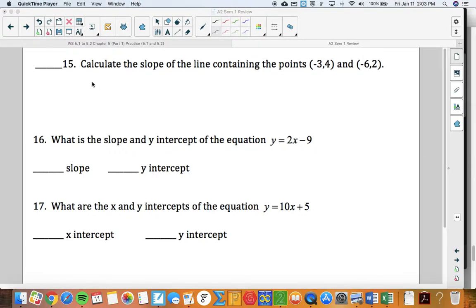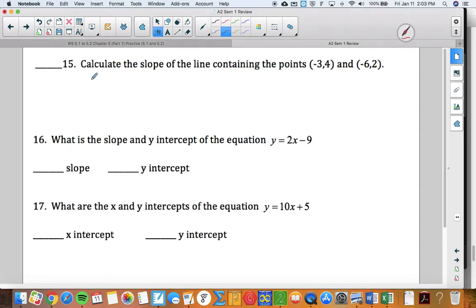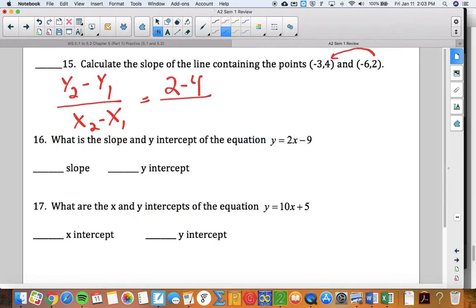Calculate the slope of the line containing the 2 points. So we're going to use our slope formula, which is y2 minus y1 over x2 minus x1. So we take our second y minus our first y, which is 2 minus 4. On the bottom, we're going to take our second x minus our first x, which is negative 6 minus negative 3.